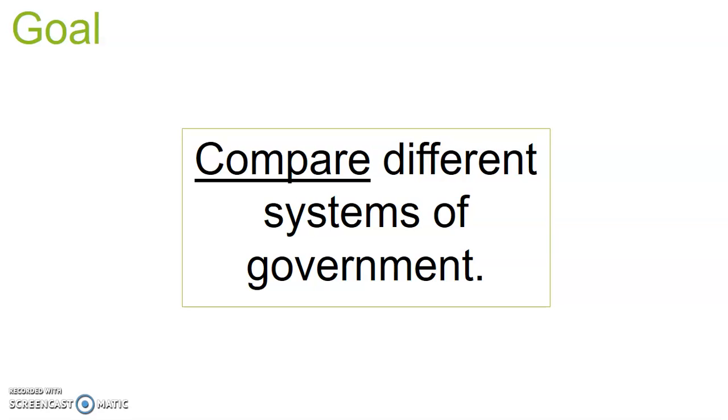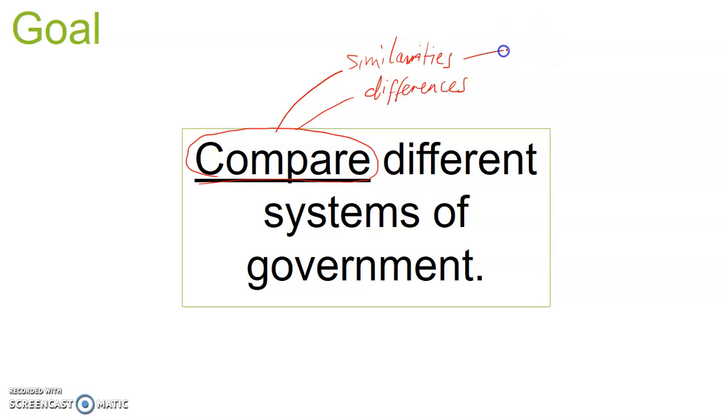I am going to give you my own version of the first cat. The skill that we are looking at today is comparing different systems of government. And I know that when I compare two things, I'm looking for similarities, and I'm looking for differences. So if I'm comparing an apple and an orange, one similarity is they're both types of fruit. Difference obviously is that one is red and one is orange. And that is the key skill that I'm going to show you today.